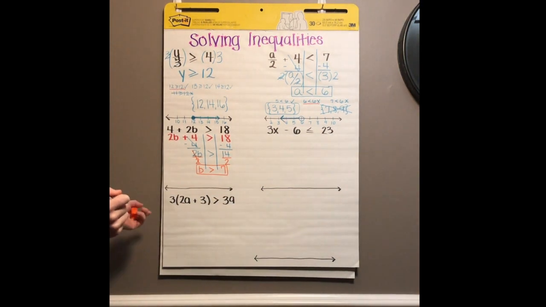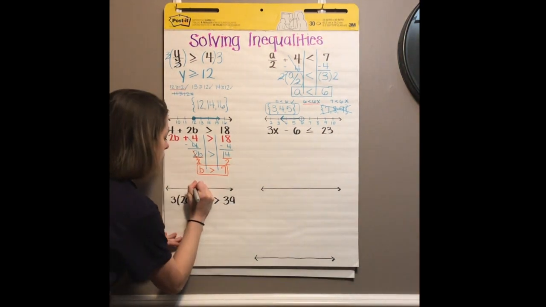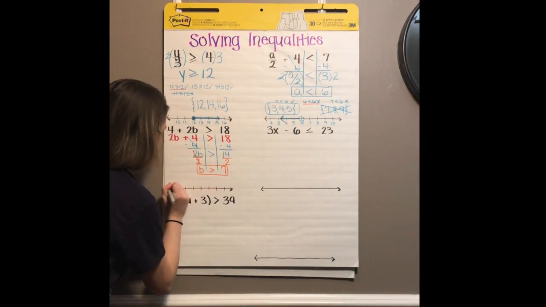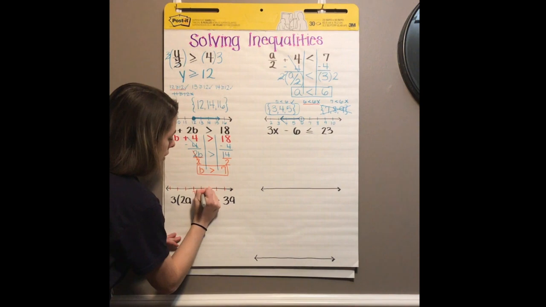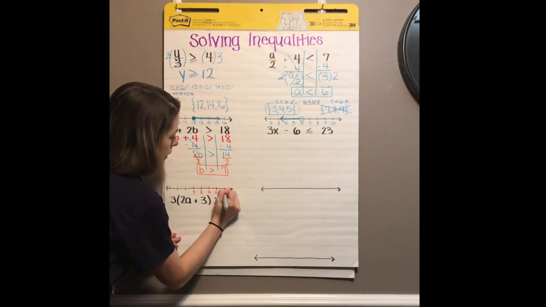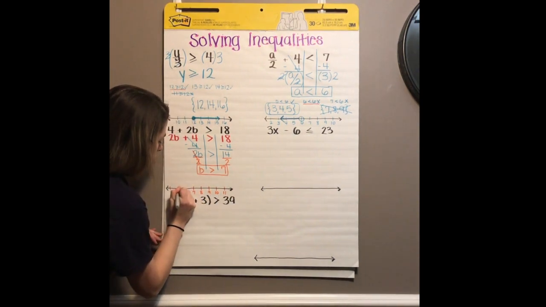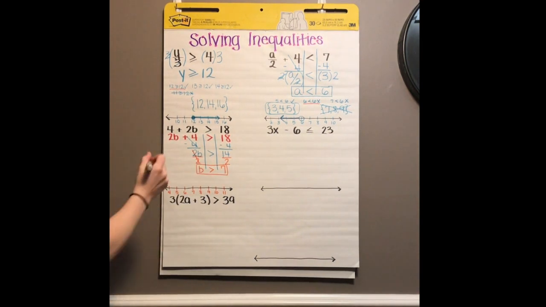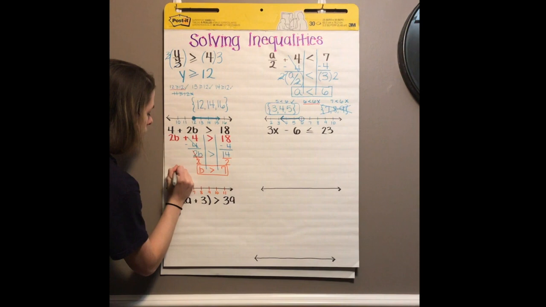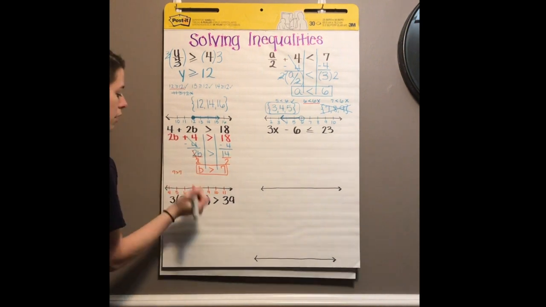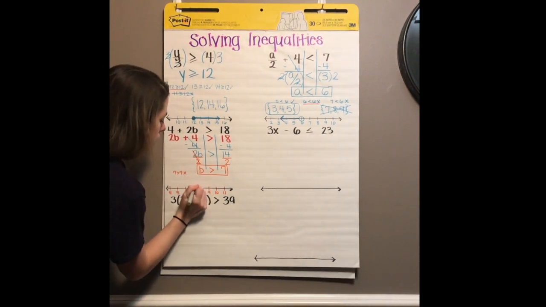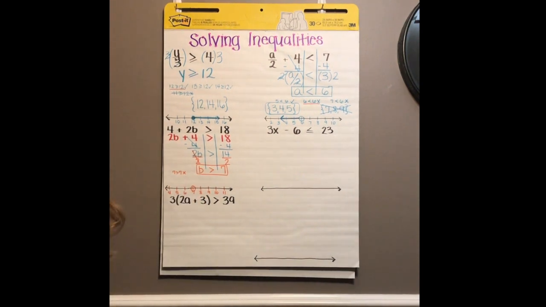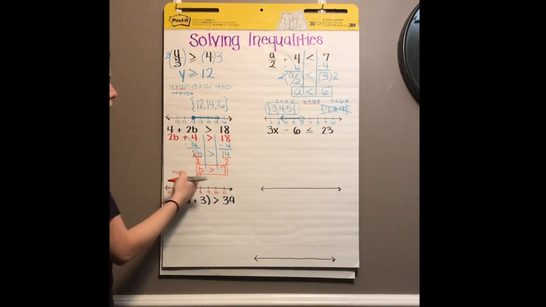So now I need to graph my solution. So I'm going to put 7 somewhere in the middle, and I'm going to count up a few and count down a few. I have to decide open dot or closed dot. If I plug in 7 and write 7 is greater than 7, that's untrue. So I want to leave an open dot, because that means 7 is not a possible solution.